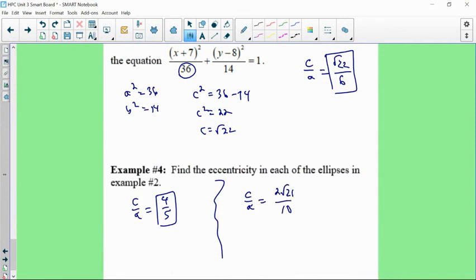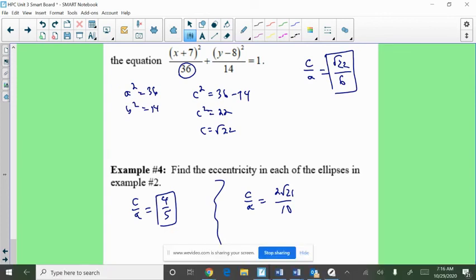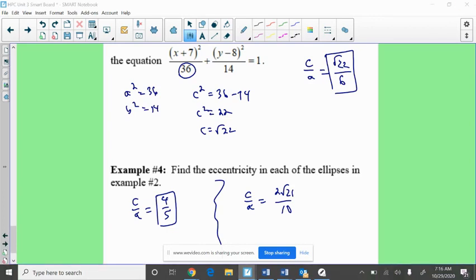Now, sometimes the question comes up: could it be negative? And the answer is no. Your eccentric value will always be a positive ratio. Even though sometimes we think there's a negative connotation with c and a because you're either moving to the left or to the right, as a general rule, your eccentricity, c to a, will always be a positive value.